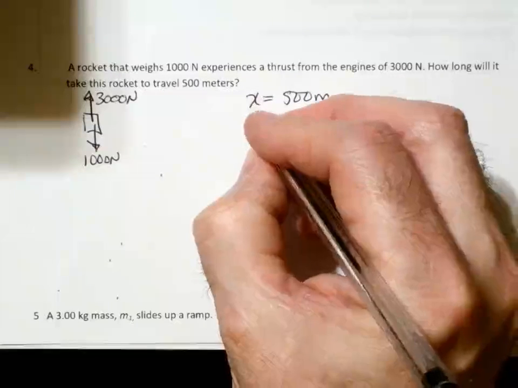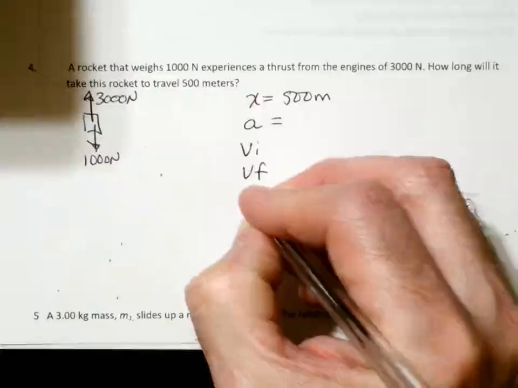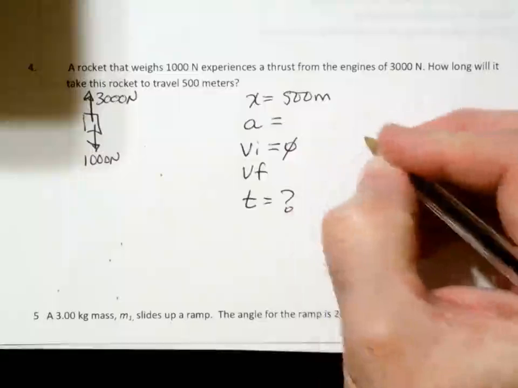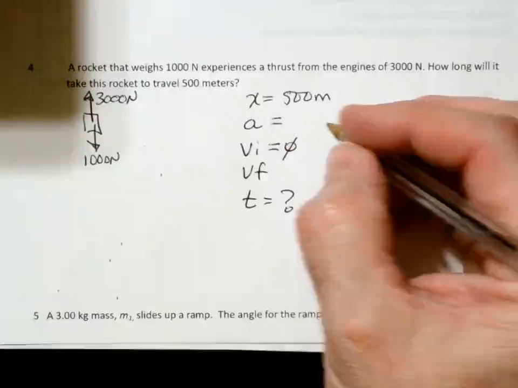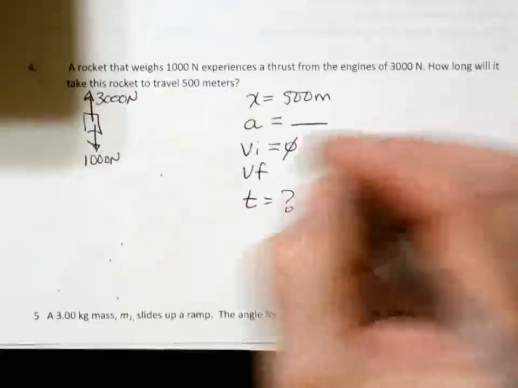So what are we going to need to know? The acceleration of the rocket, the initial velocity of the rocket, the final velocity of the rocket, the time of the rocket. That's what we want to know. We can just assume it starts from rest because it didn't tell us and it should have. So we need another thing. The other thing we're going to need is the acceleration.